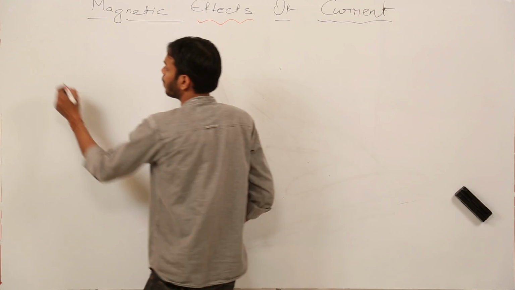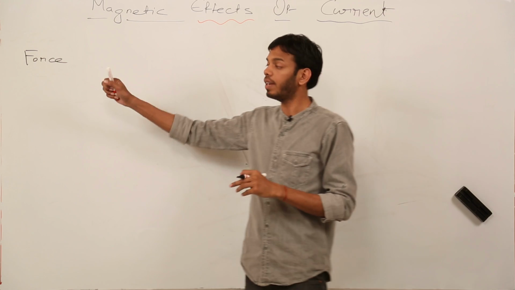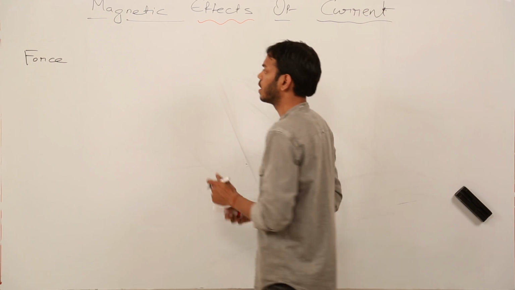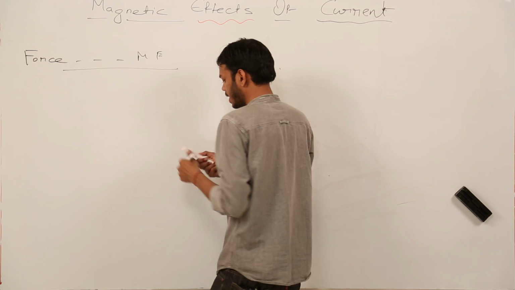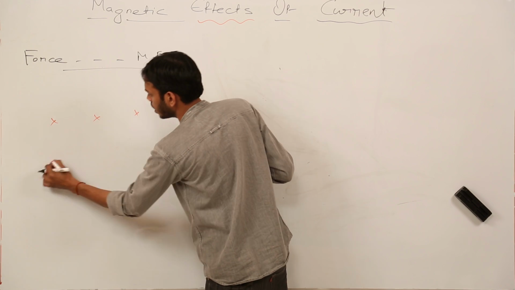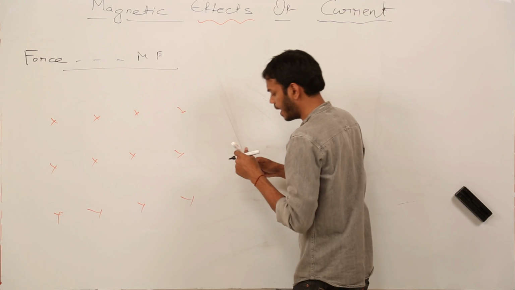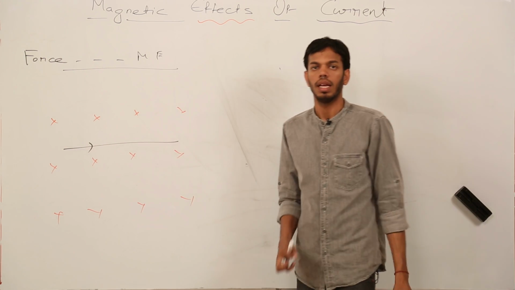That is force. Write down the heading: force on a current carrying wire placed in a magnetic field. What is the expression? Consider this to be a uniform magnetic field, and my wire is placed like this. This is my current carrying conductor.